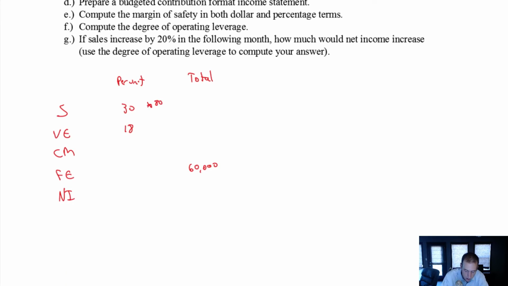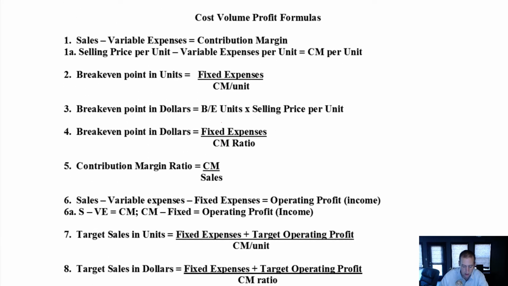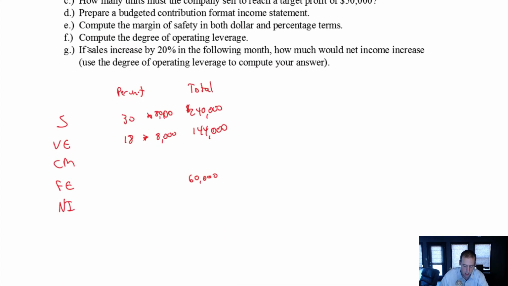And we know we're expecting to sell 8,000 bow ties next year, so we can actually figure out a total then. 30 times, not 80,000, but 8,000. 30 times 8,000 is $240,000. And 18 times 8,000 is $144,000. And going to our formula sheet, and this is something you'll learn very quickly, it's the first formula on the sheet. Sales minus variable expenses equals contribution margin. So I know that 240 minus 144 is going to give us our CM, and our CM is going to be 96 here. And I can also figure out, well, CM minus fixed expenses is going to give us our profit before taxes of 36,000.